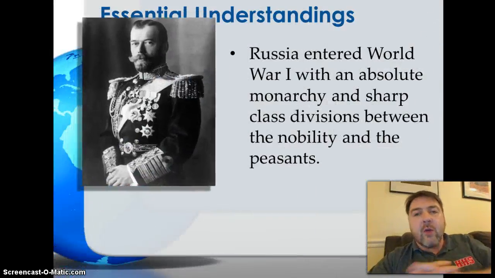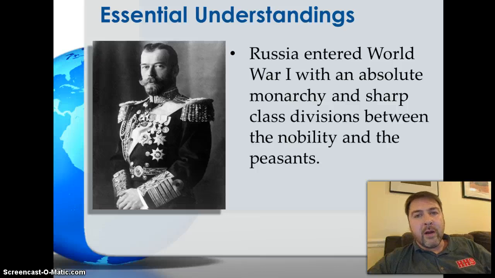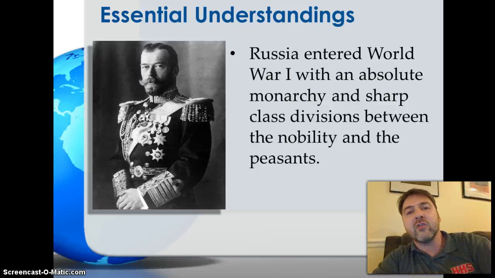Some essential understanding to help us with this standard. Russia enters World War I still with an absolute monarchy, the type of which we would have seen in Western Europe back in the 1600s and 1700s during the time of Louis XIV. Those Enlightenment ideas that had swept through Western Europe really hadn't changed this system of government in Russia.